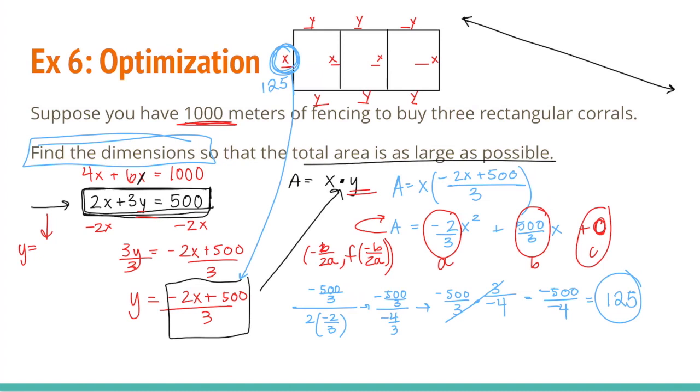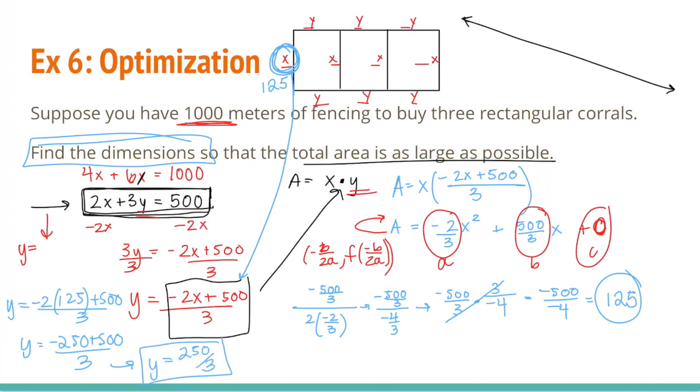When I do so, I will get y equals negative 2 times my 125 plus 500 over 3, which simplifies to y equals negative 250 plus 500 over 3. y equals 250 over 3. And I can leave it like that, or I can simplify that to a fraction. So my dimensions would be my x has to be 125 meters, and my y has to be 250 over 3 meters. And they're asking me also, what is the largest area I can have?